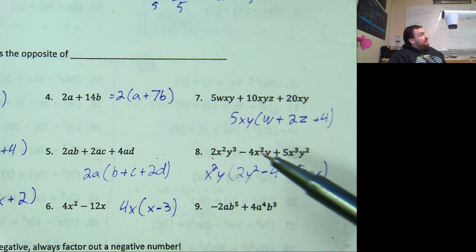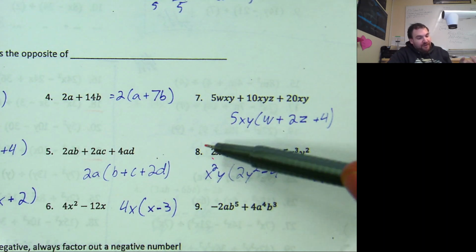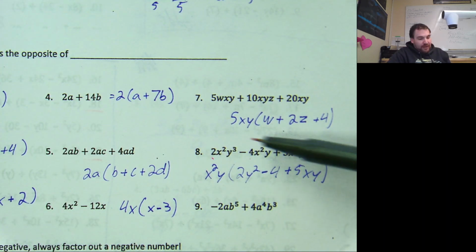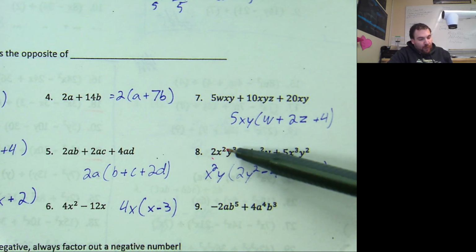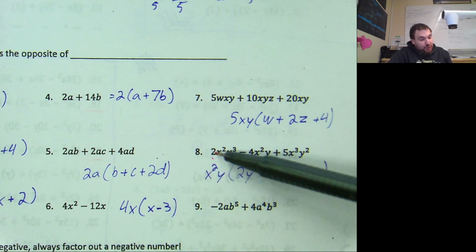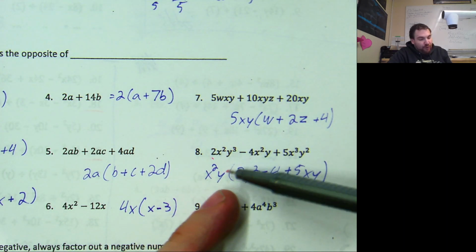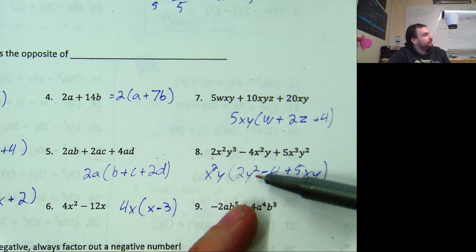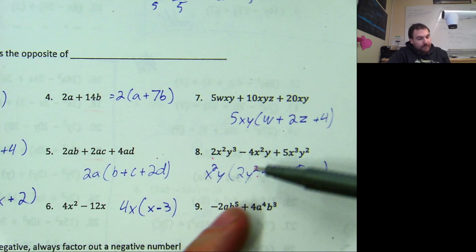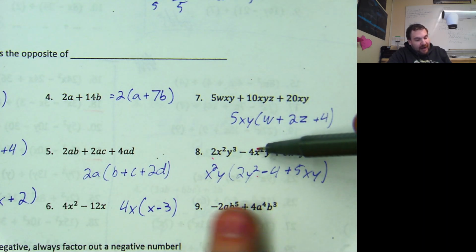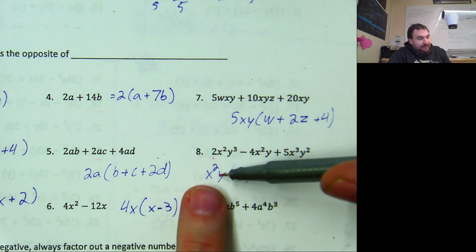Now what I'm going to do is divide x squared y out from every term. 2x squared y cubed divided by x squared y. The 2 is going to stay, the x squareds will cancel, and y cubed over y is y squared. The next one's going to be similar. I've got x squared y, but I'm dividing it by x squared y.